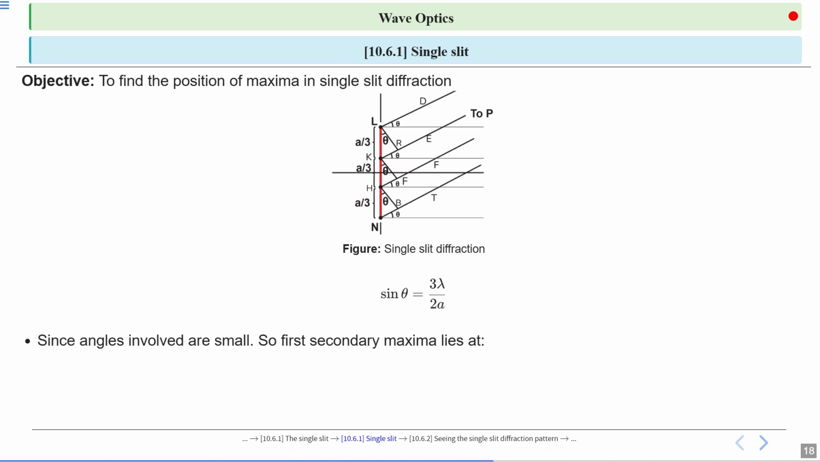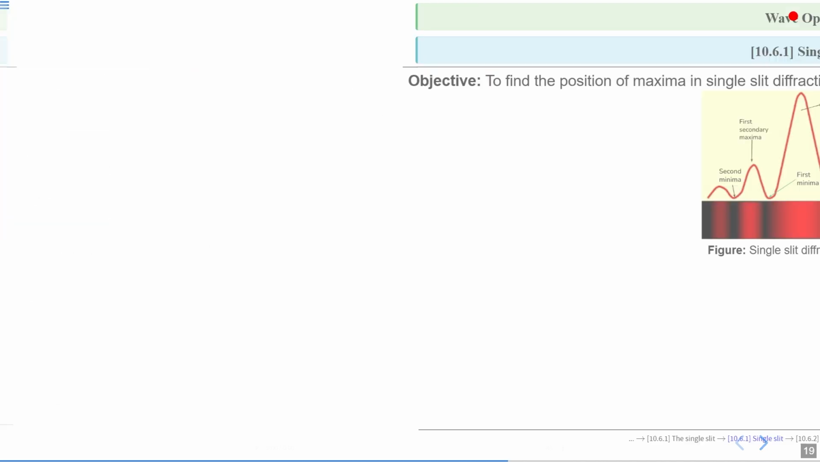Since the angles involved in diffraction are typically small, we can make an approximation. This allows us to simplify our calculations. The first secondary maxima, which is the first bright spot after the central maxima, can be found using this approximation. Using the small angle approximation, theta is approximately equal to 3 multiplied by lambda divided by 2 multiplied by a. This simplification helps us easily calculate the position of the first secondary maxima. Remember, this approximation is valid because the angles are small, making our calculations straightforward.